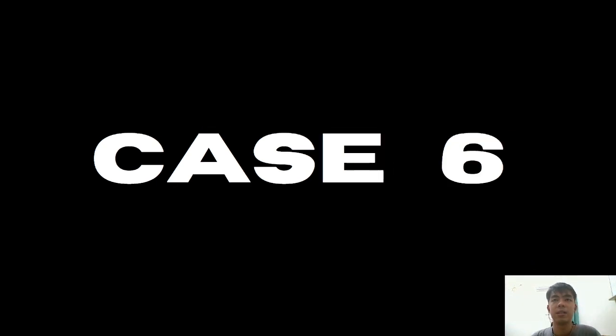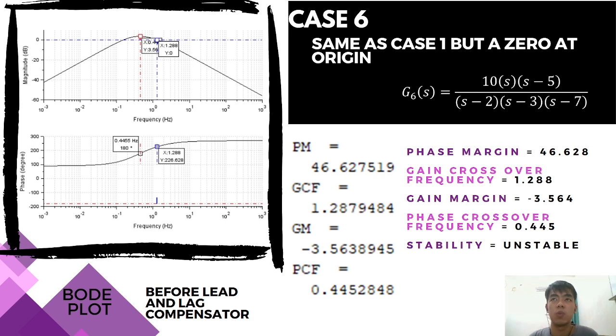For case 6, it's the same as case 1, but with a 0 at the origin. G6(s) is the formula that we generated, and the phase margin is 46.628. The GCF is 1.288, the gain margin is negative 3.564, and the PCF is 0.445. And this system is considered an unstable system.